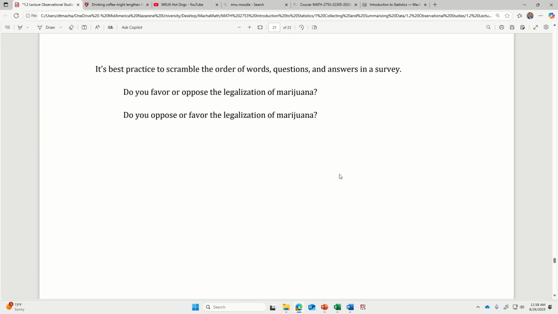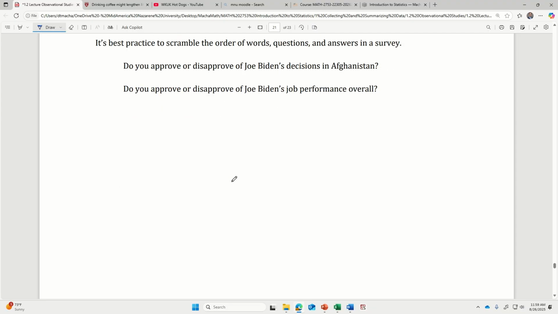It's also best practice to scramble the order of words, questions, and answers in a survey. Notice what I've done here. In a good survey, half of my participants are going to get this first question that says favor or oppose, and half are going to get the second question instead. Half of my participants are going to get the question, do you oppose or favor? Because it's been shown that people are more likely to just choose the first word that pops up. It's a small bias, but it's there.